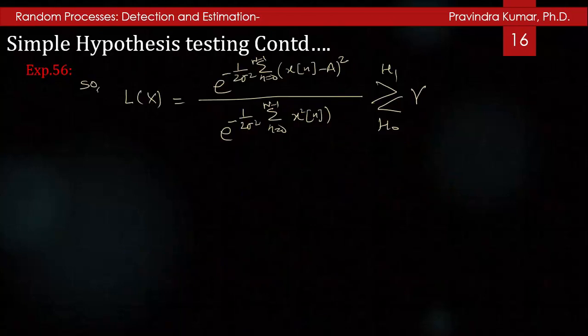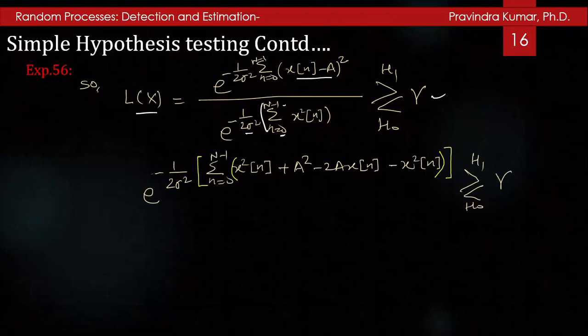So the likelihood ratio will be e to the power minus 1 by 2 sigma square summation n = 0 to n minus 1 (xn minus A) whole square, divided by e to the power minus 1 by 2 sigma square summation n = 0 to n minus 1 x square n, and this likelihood ratio will be less than or equal to the threshold.